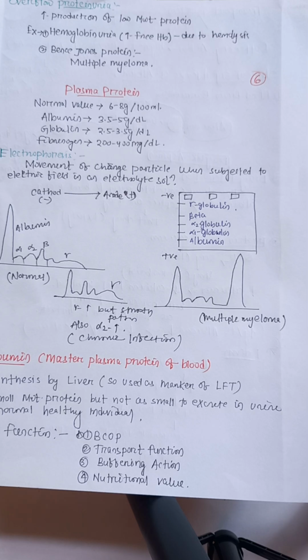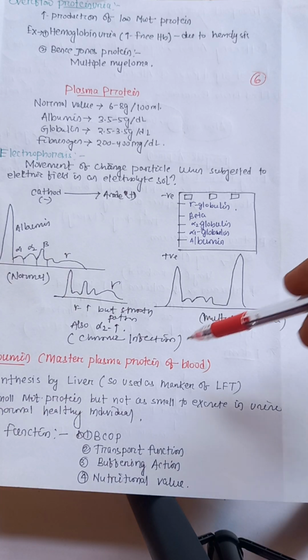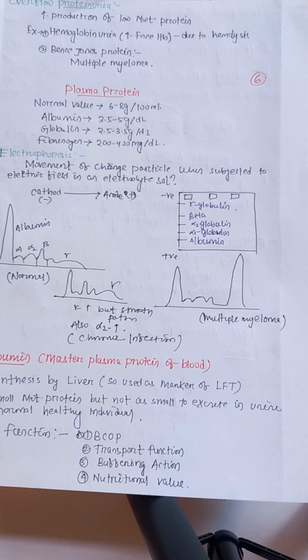And also one important thing you should know here is albumin. Albumin is the master plasma protein of the blood vessels, synthesized by the liver, used as a marker of LFT, the synthetic function of the liver. It is a small molecular weight protein, but not small enough to be excreted in the urine in a normal healthy individual. The albumin size is around 69 kilodaltons, 69,000 daltons, and that cannot be excreted in the urine normally.